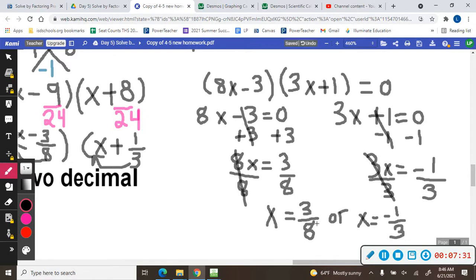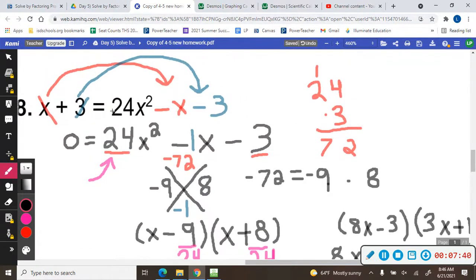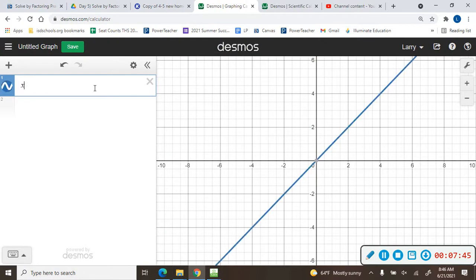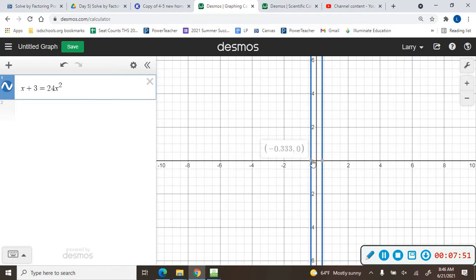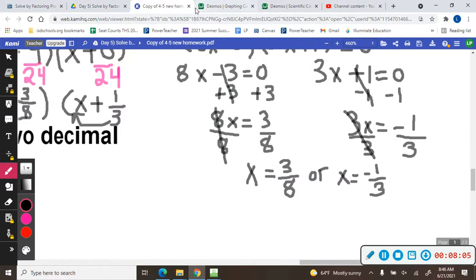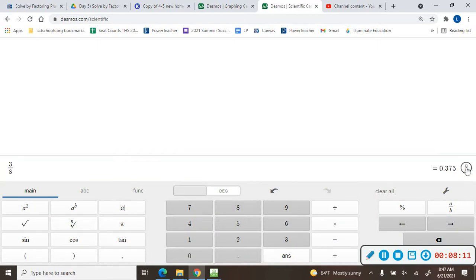So what that means is if I was to plug 3/8 or negative 1/3 back into this original equation, I would get the same thing on both sides. So also if I type this in, I can see one solution is negative 0.33, that's negative 1/3. One solution is 0.375, that would be 3/8. If I take 3 divided by 8, I get 0.375.